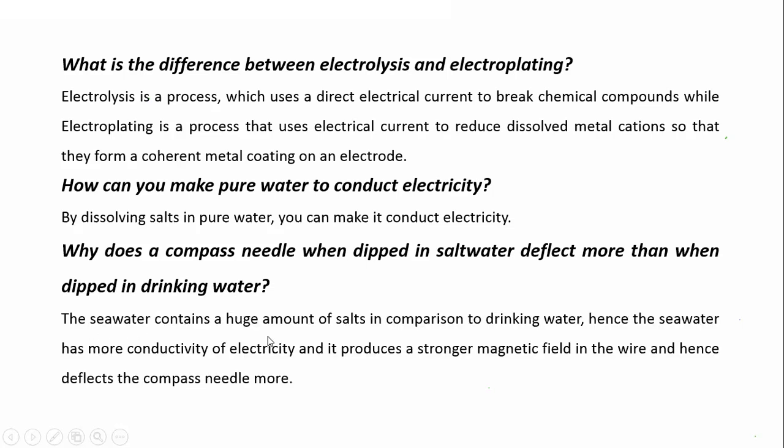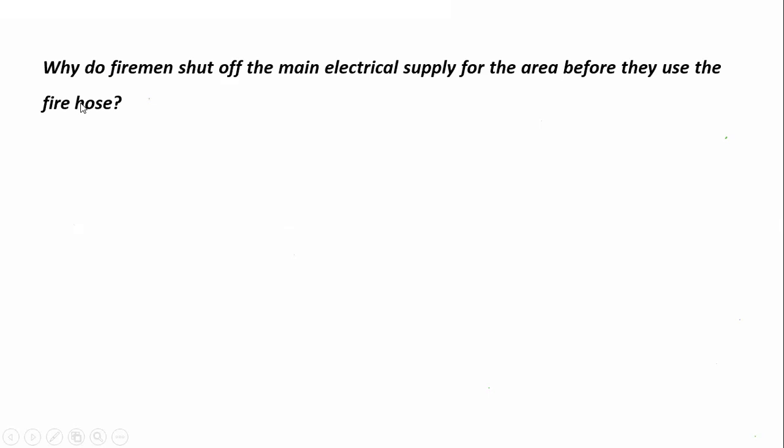Why does a needle compass when dipped in salt water deflect more than when dipped in drinking water? The seawater contains a huge amount of salt impurities in comparison to drinking water, and the seawater has more conductivity of electricity and it produces a stronger magnetic field in the wire and hence deflects the compass needle more.